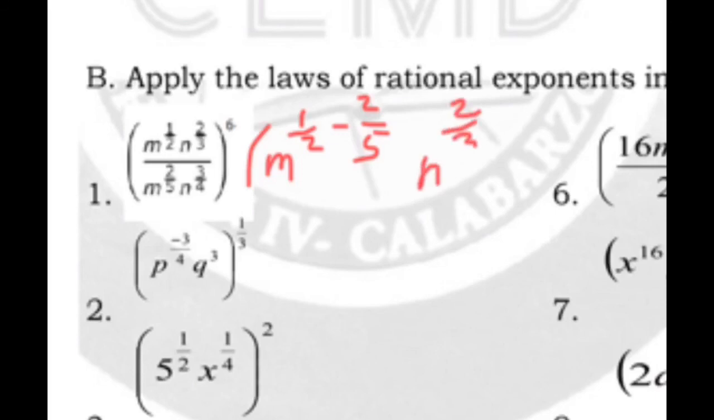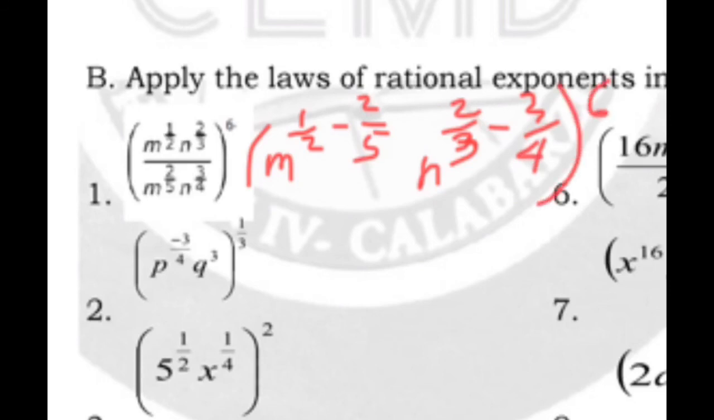Or another way of solving this one is we can combine first the numerator and denominator. So we can just have this one as m to the power of 1 half minus 2/5, then times n to the power of 2/3 minus 3/4, raised to the power of 6.